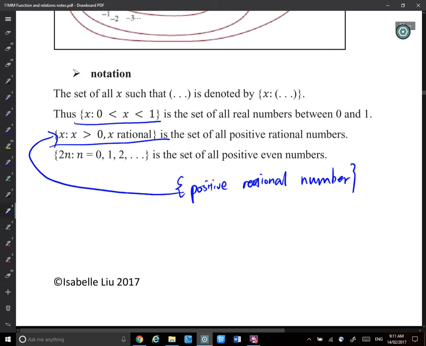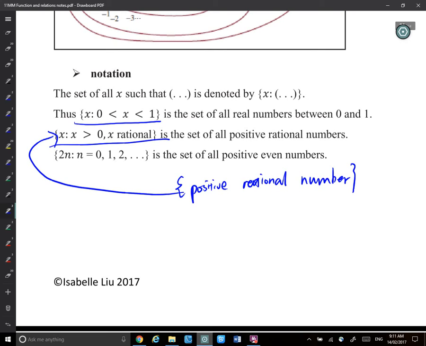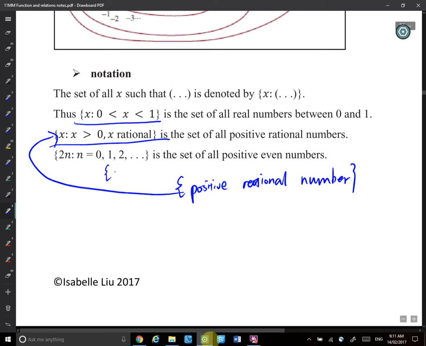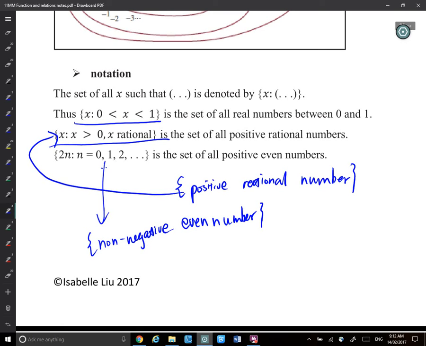And the next one is a collection of 2n. What does n mean? n can be 0, 1, 2, 3, 4, 5, 6, a natural number including 0. So what are the numbers? Plugging in 0, 1, 2, 3, we get 0, 2, 4, 6, 8. So it's a collection of even numbers, not odd. I can't say positive, because positive means not including 0. So I say non-negative even numbers. Non-negative means I can't have negative, but I can have 0. So that is this set.